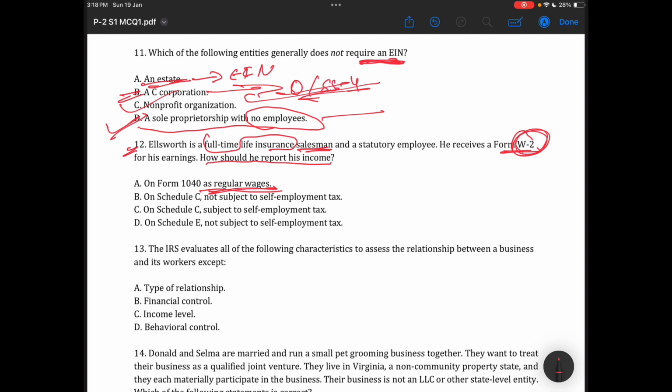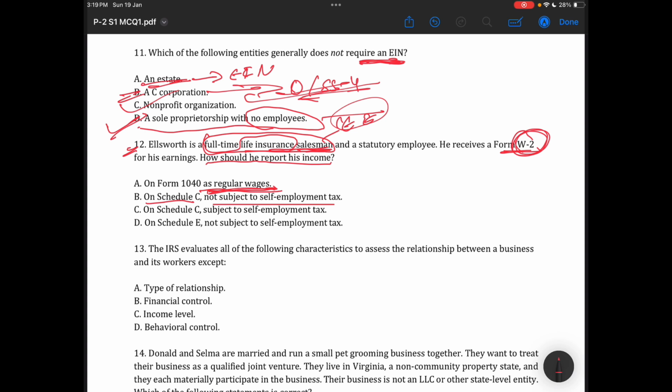So he is a full-time life insurance salesman. He is not an employee. Full-time life insurance salesman. So the form 1040 as regular wages, I think it's not the correct answer. Then the next is on Schedule C, not subject to the self-employment taxes.